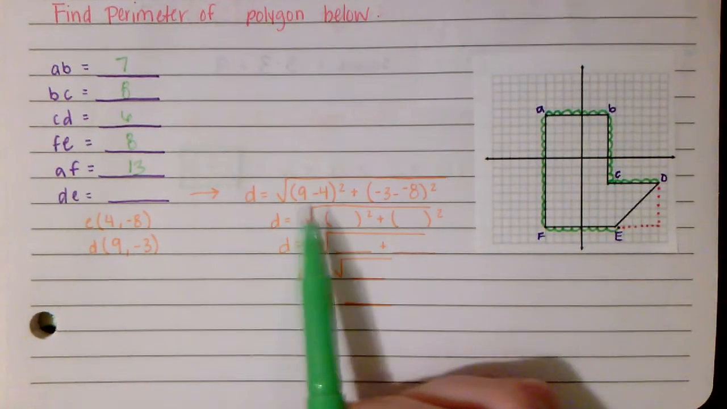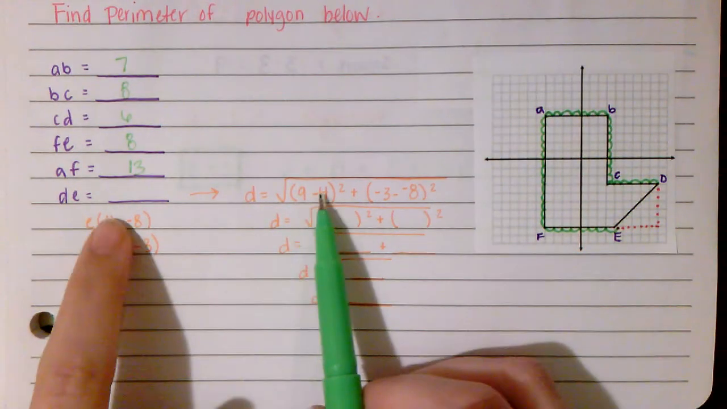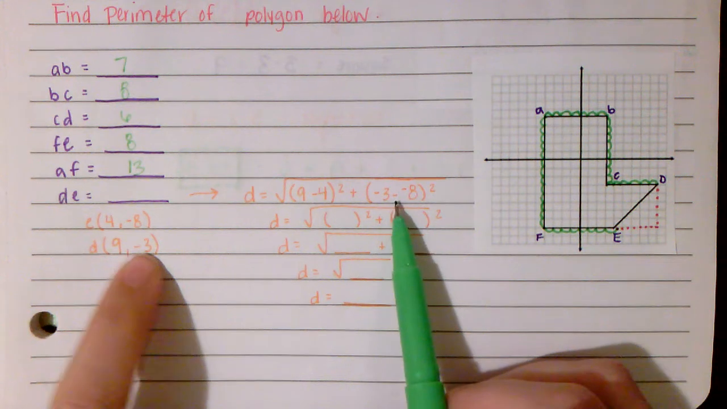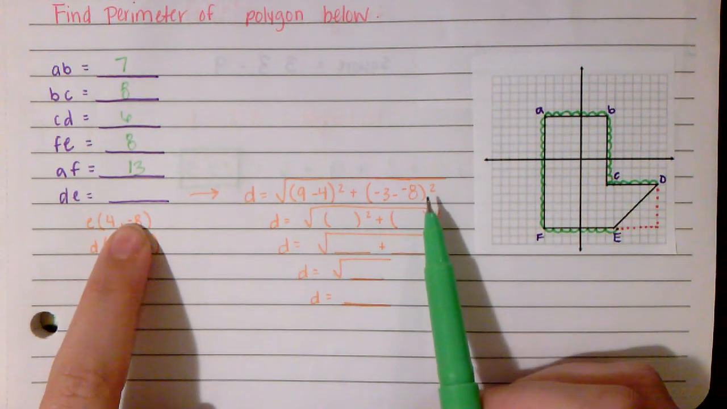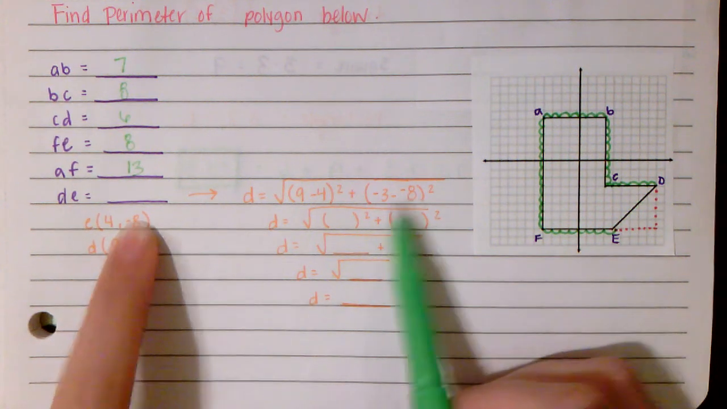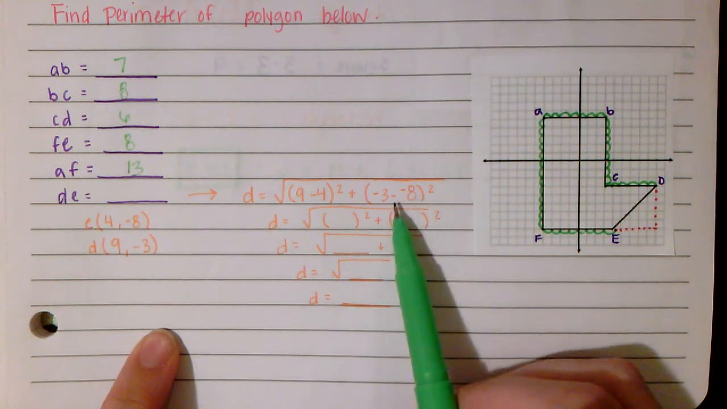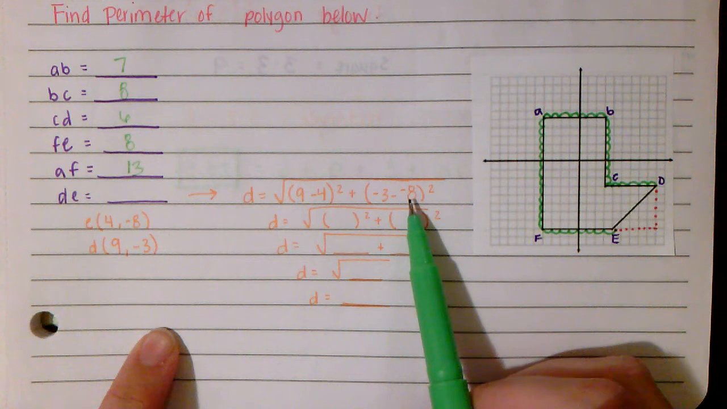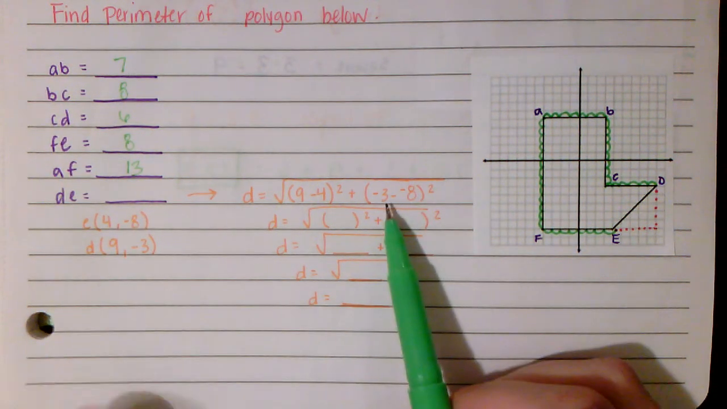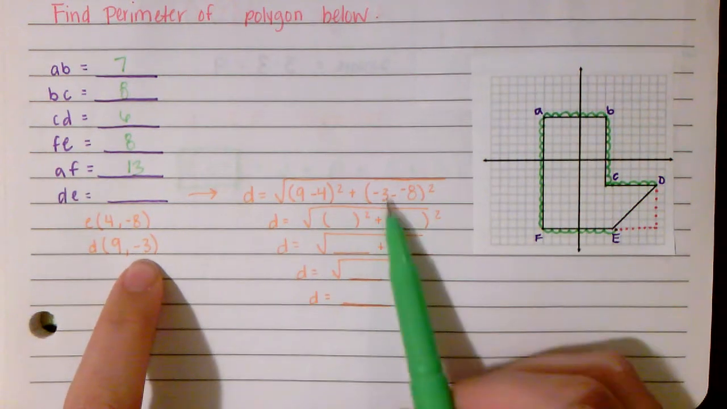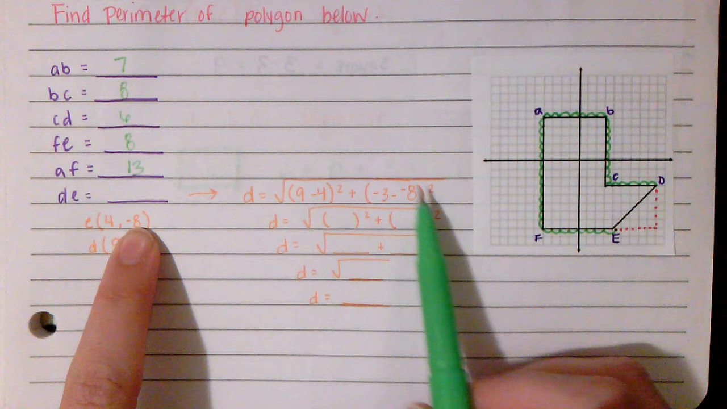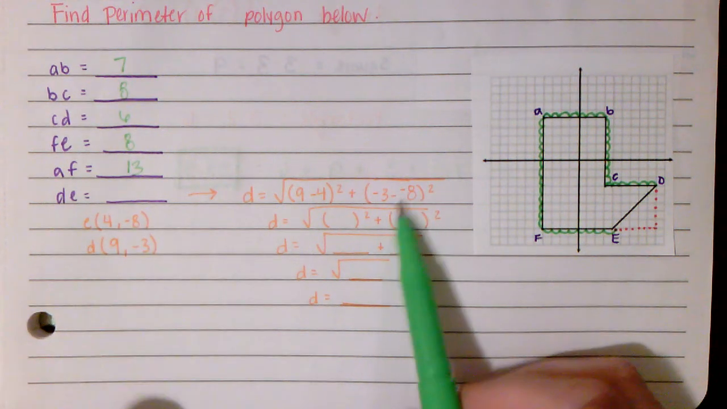So I plugged in the numbers in the correct spot. x2 minus x1 squared plus y2 minus y1 squared. Please note that y2 minus y1 is represented properly here. I have minus the negative number. You wouldn't just put -3 minus 8. The formula says y2, which is -3, minus y1. So even if y1 is a negative number, it doesn't mean that this minus does not go here.